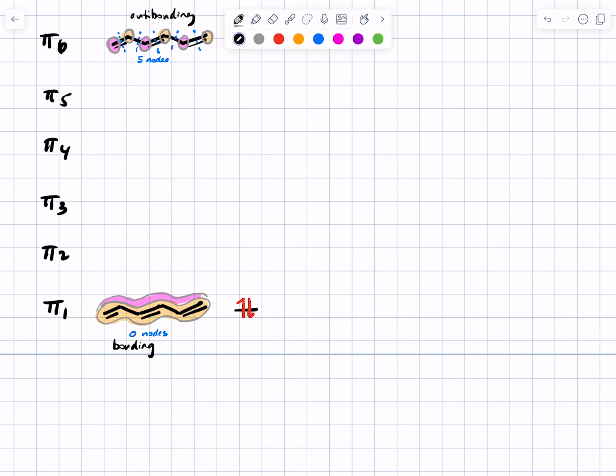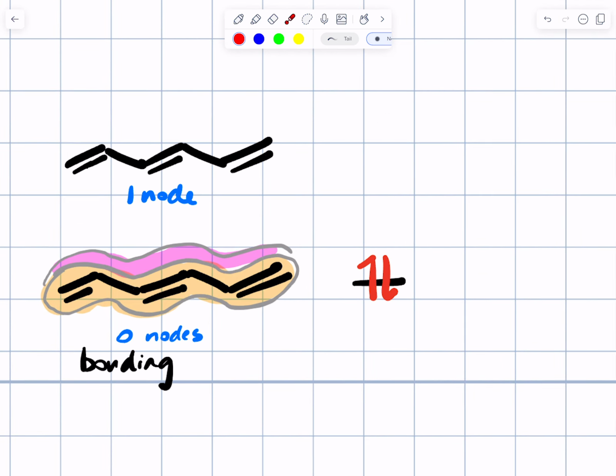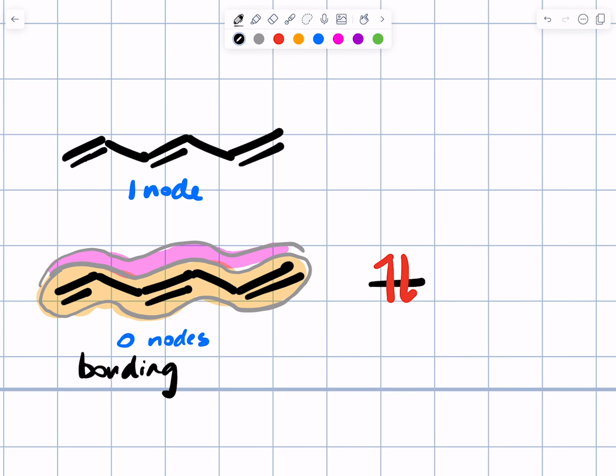And we can continue on. If I were to draw the pi 2 orbital, that would look like it should have just one node if we're following a pattern. And it turns out these orbitals have to follow the symmetry of the molecule. That's required by the math. So if you look at 1,3,5-hexatriene, carbons 1 and 6 are identical, carbons 2 and 5 are identical to each other, and carbons 3 and 4 are identical to each other. So any orbital that we make has to agree with that symmetry. So you have to put the nodes in symmetrical places.